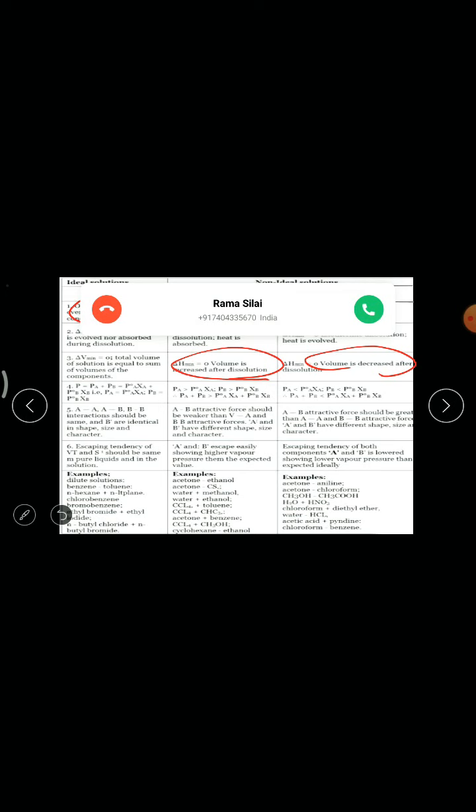For positive deviation of non-ideal solution, the heat is absorbed, and for the negative deviation of non-ideal solution, the heat is evolved, meaning it is an exothermic solution, and in case of positive it is endothermic. When we mix both of them, what is the volume? For ideal solution the total volume change is 0, but in positive deviation the volume change will be increasing. In negative deviation the volume will decrease.